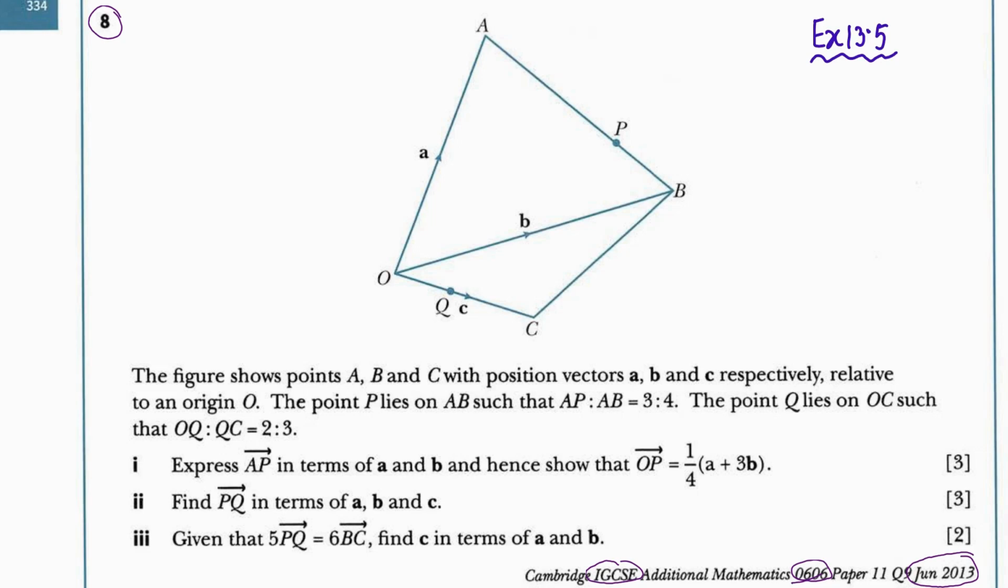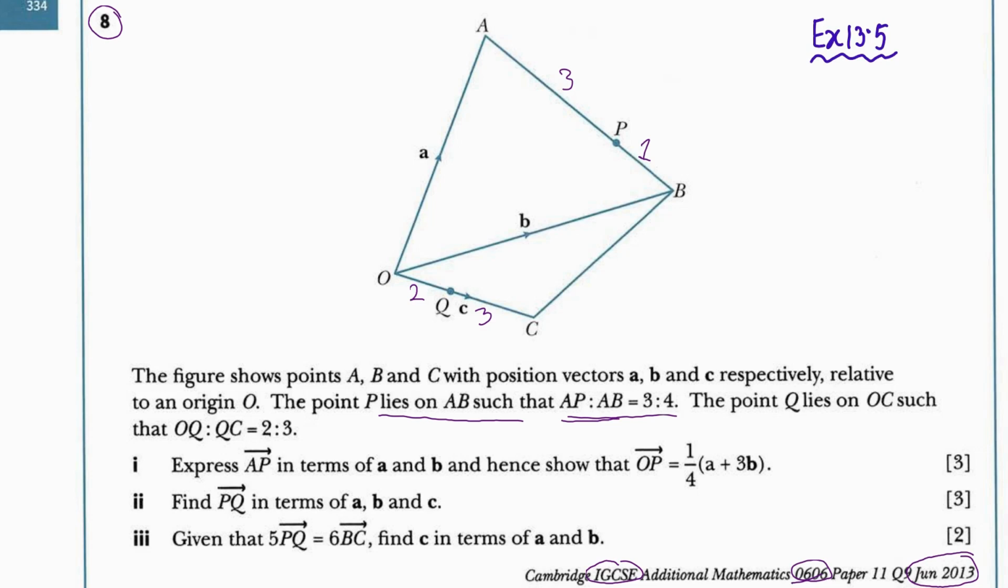OA vector is a, OC is c, OB is b, and P is on AB. AP to AB is 3:4, so the ratio is given as well. Q lies on OC, and it is written here 2:3, so OQ to QC is 2:3. Let me write the ratio. And for the other one, AP is 3 and AB is 4, so 4 minus 3 gives AP to PB as 3:1.